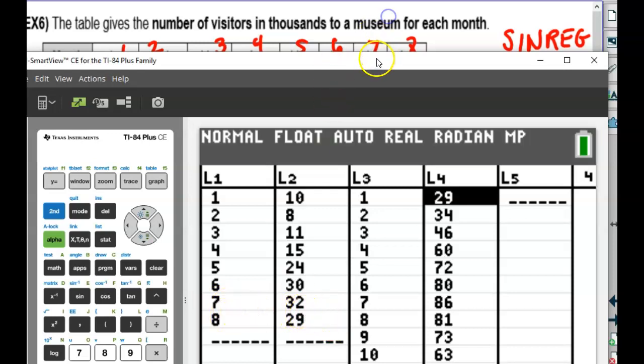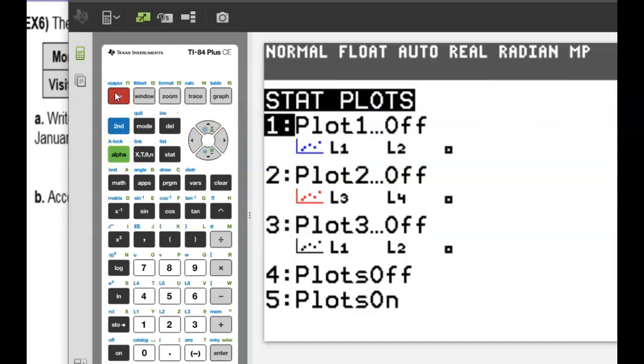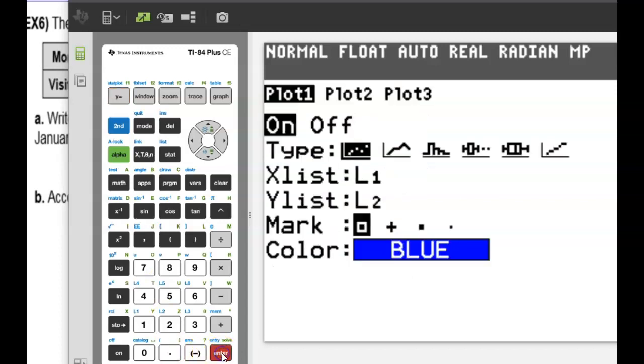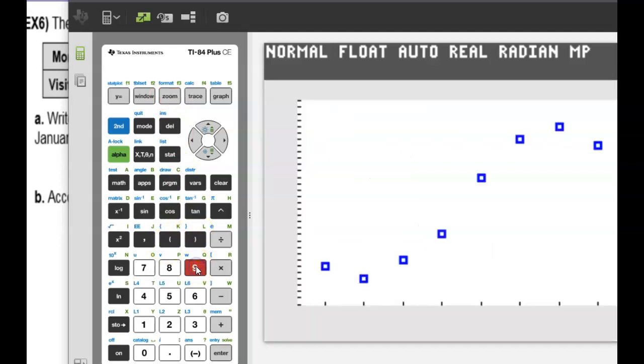All right. I would like to look at what these look like. So I'm going to turn my stat plot on. Second, y equals. Plot 1 is on. Got to hit enter a couple times so that it's on. I'm just doing the scatter plot, so it's the first one here, list 1 and list 2. Now, I could do a zoom stat. I might even see what that looks like.